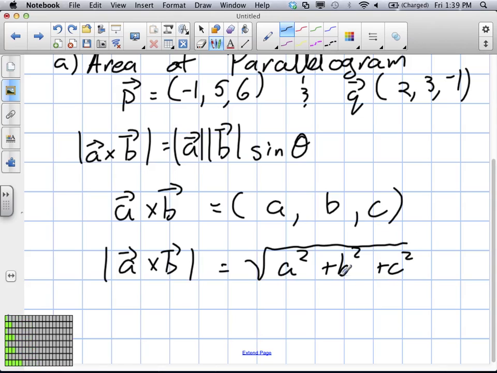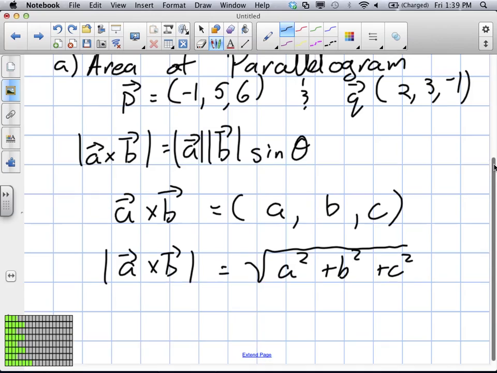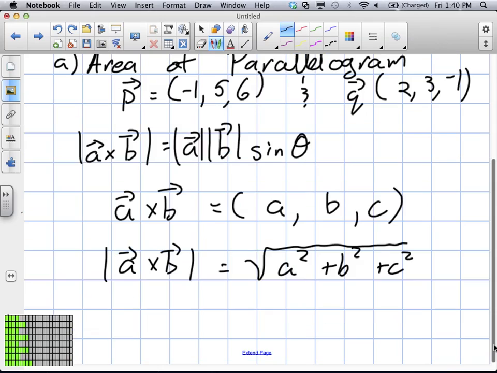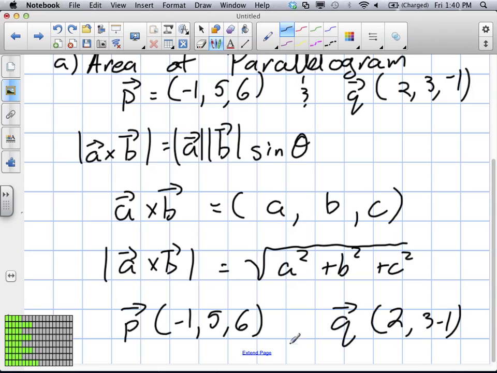So if we are fortunate enough to be able to figure out the magnitudes and have an angle in between the two vectors we're using, we can easily plug it into the first formula to find the area of a parallelogram. But if we're not that fortunate, we have to go about it the long way, finding the cross product of A and B, and then finding the magnitude of that cross product. So let's go back to our cross product again. In this case, it is vector P, negative 1, 5, 6, and vector Q, which is 2, 3, negative 1.